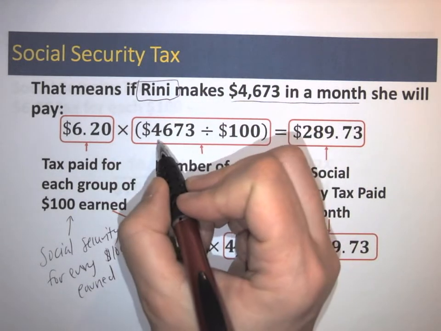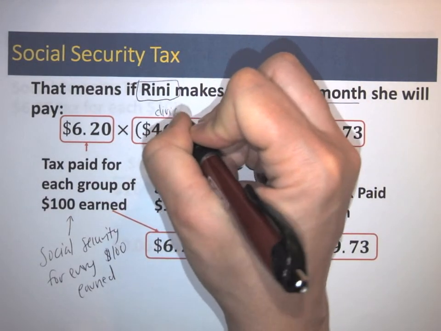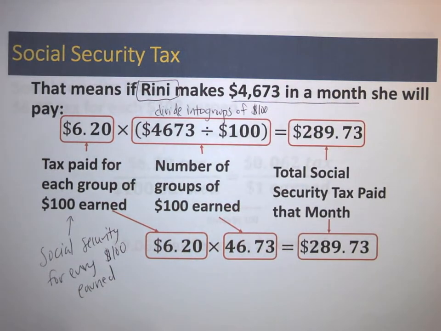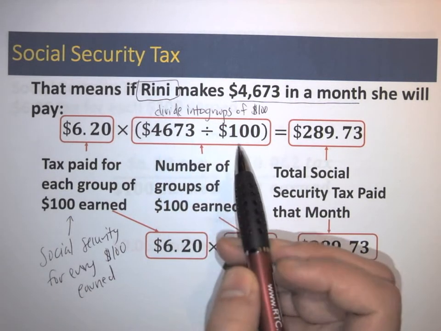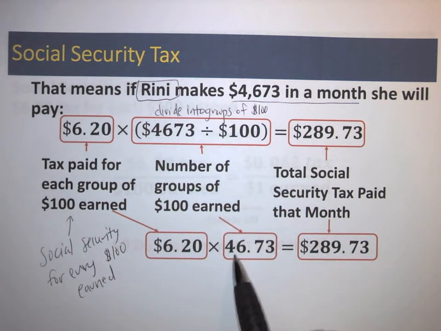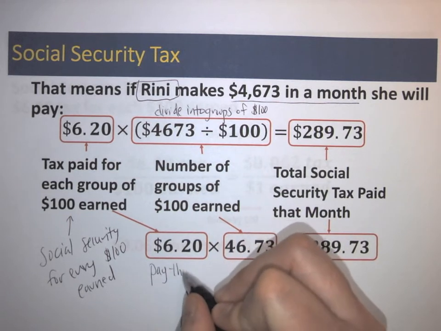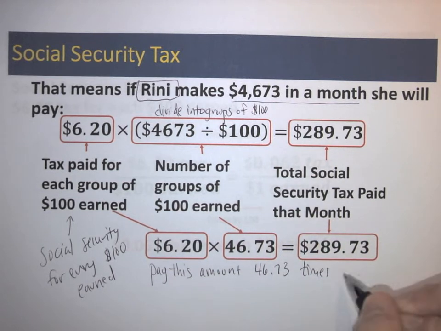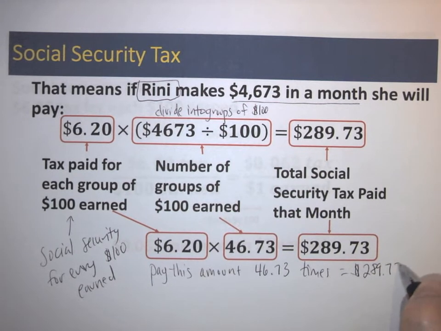So what you want to do is take her total and divide it into groups of $100. It's like, how many times can I take this and divide it into $100 groups? And she's going to pay $6.20 for each one of those groups. So if I take 4,673 and divide it into $100 groups, I can do that 46.73 times. So she's going to pay this amount 46.73 times, which is what multiplication means. And she's going to pay $289.73. And so is her employer.